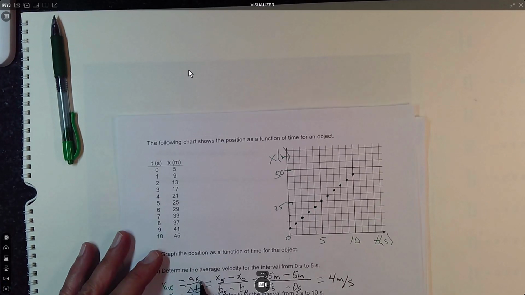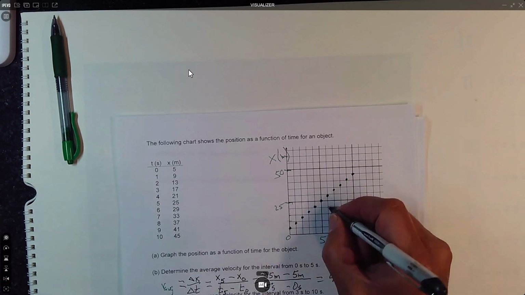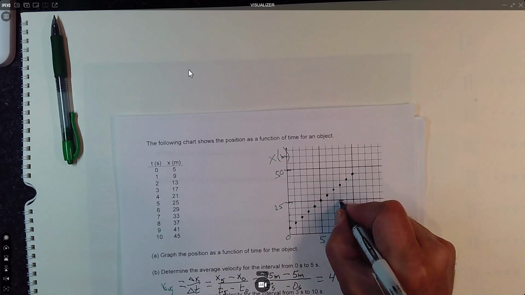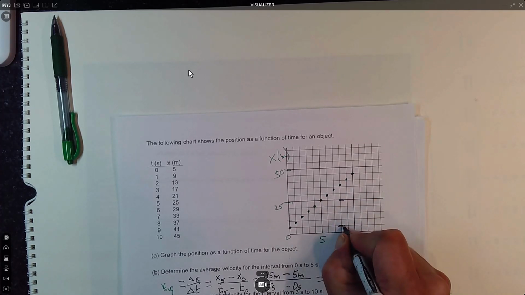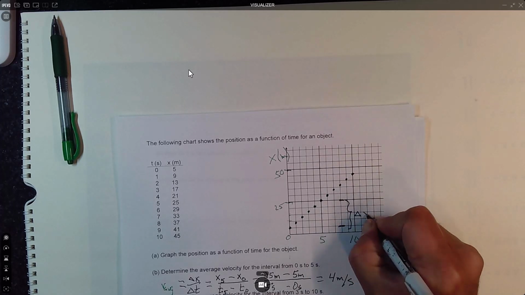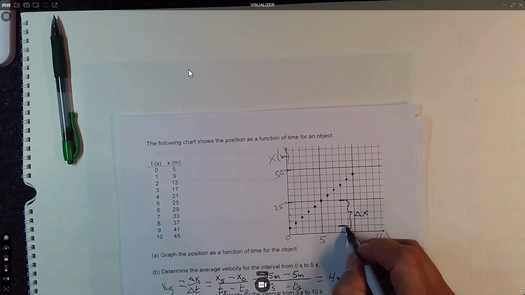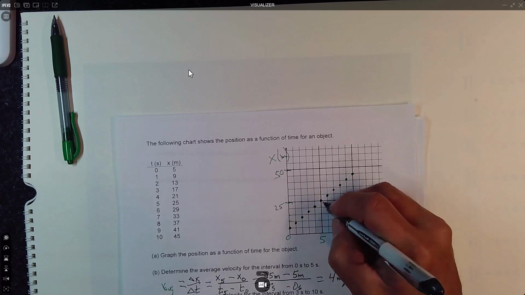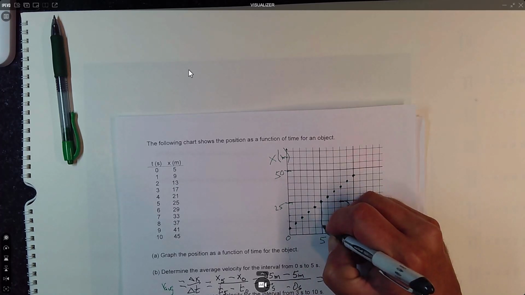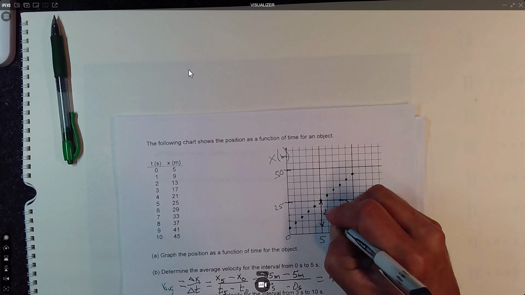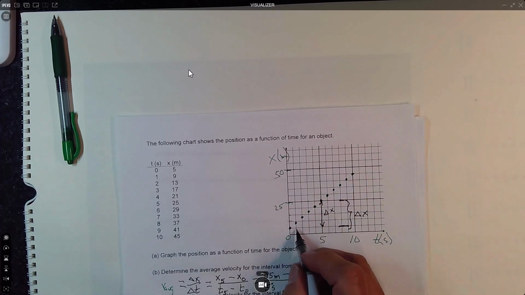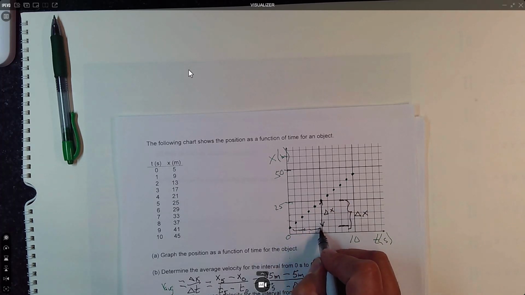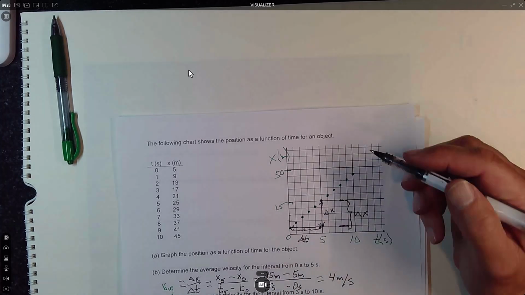Delta x on this graph for this first interval ends up being the distance here. That is delta x for that first interval. Yeah, goes right to there. Delta t for this first interval is this distance here on that horizontal axis, which is measured in seconds. That's delta t.